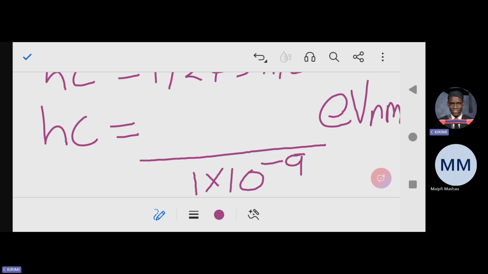Because nanometer, so this will be meter. It means here they are multiplying by 1 nanometer. They are telling us that 1 nanometer is equivalent to 1 times 10 to the power negative 9. So the meter on the denominator will cancel the meter on the numerator. Remember, it was electron volt meter. So now we want to convert to electron volt nanometer.